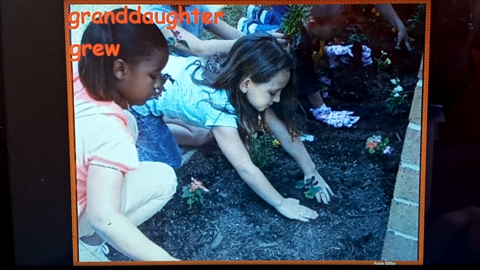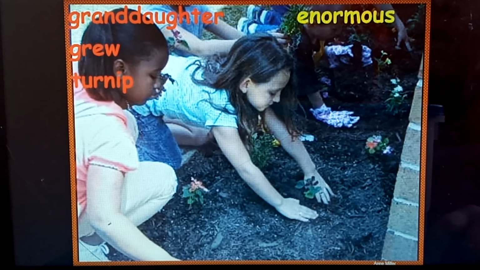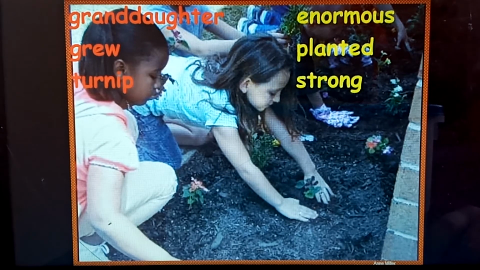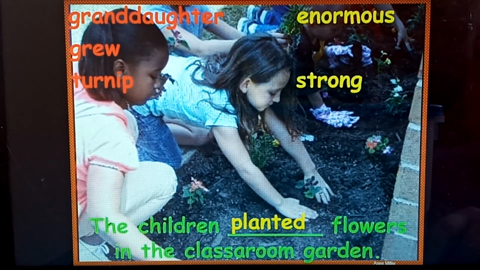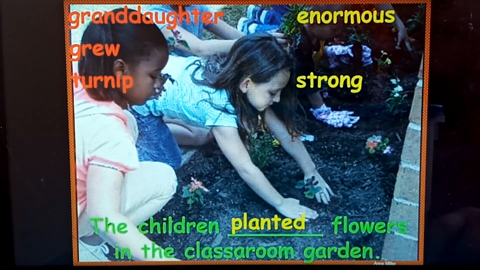Granddaughter. Okay, let's read the words. Grew, turnip, enormous, planted, and strong. Which can go here? Oops. Yeah. The children planted flowers in the classroom garden. I'm sorry here. I have an extra A. It says classroom. Sorry. It should say classroom.